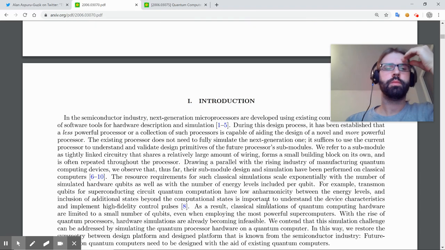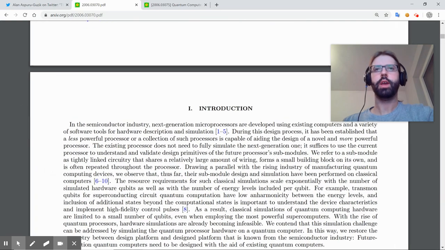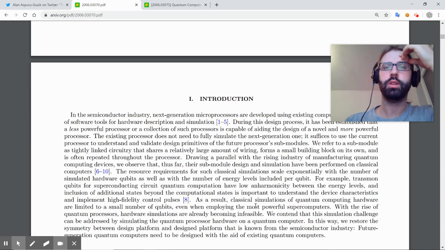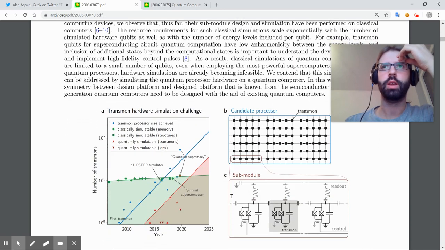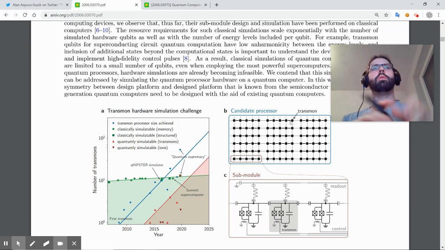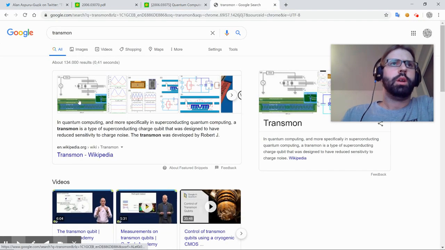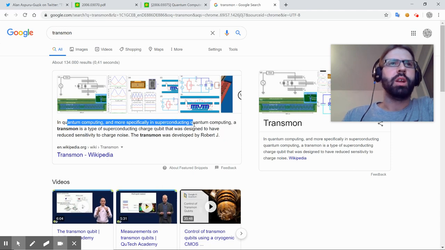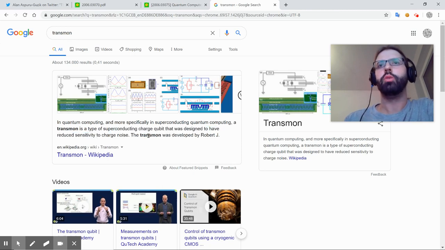First of all, I want to just quickly fly over and see what's awaiting. There's an introduction. Then we've got some figures in here. We've got a candidate processor, so each dot is a transmon. I think a transmon is just a qubit, or what is a transmon? In quantum computing, and more specifically in superconducting quantum computing, a transmon is a type of superconducting charge qubit that was designed to have reduced sensitivity to charge noise. Okay, so the transmon is actually the qubit.